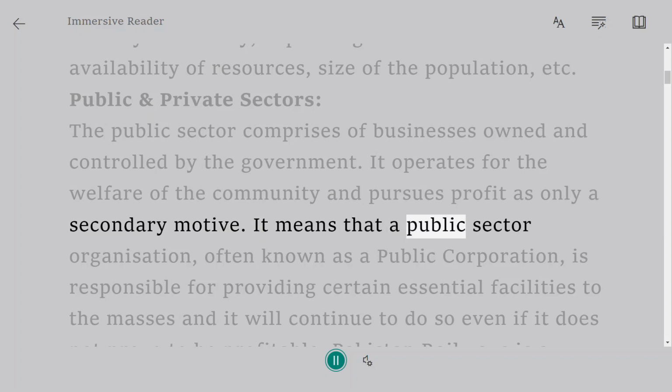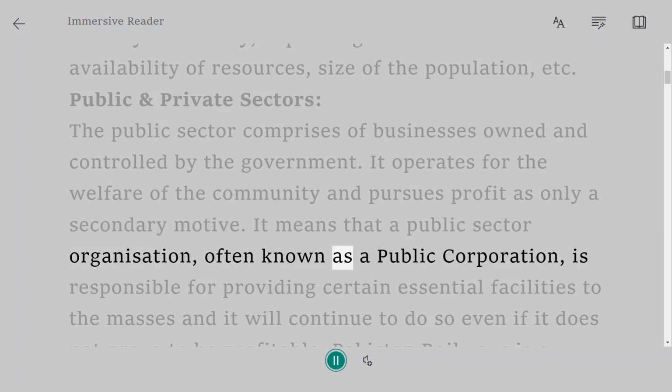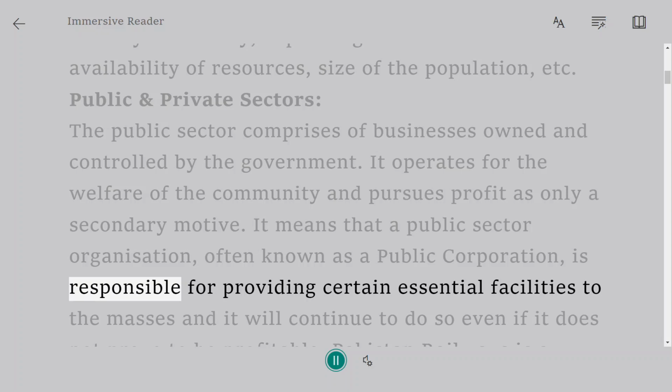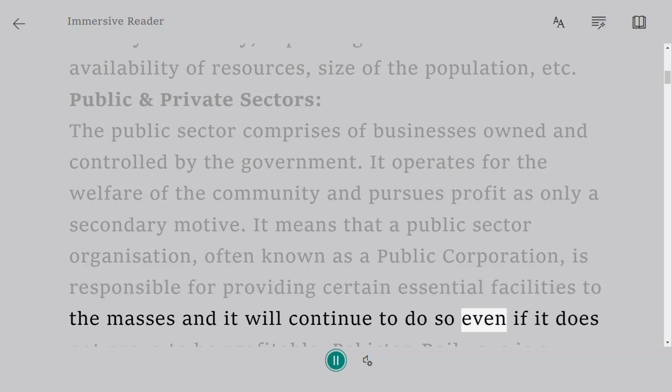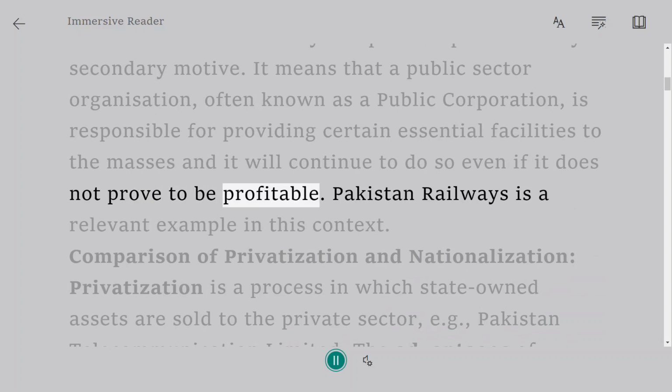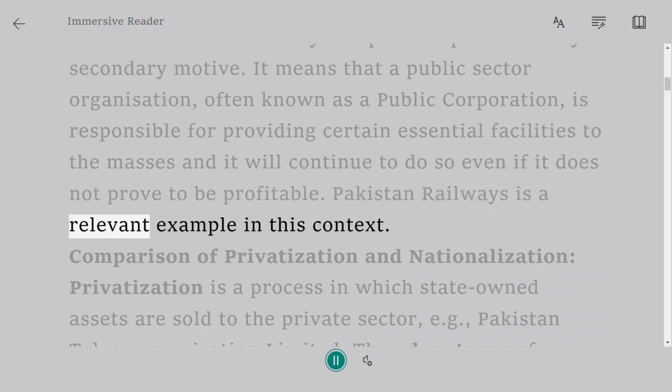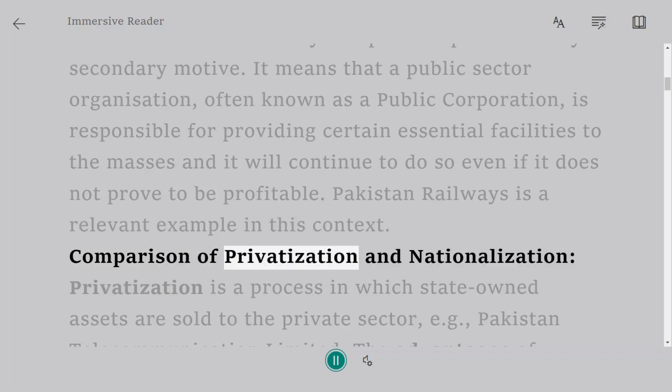It means that a public sector organization, often known as a public corporation, is responsible for providing certain essential facilities to the masses, and it will continue to do so even if it does not prove to be profitable. Pakistan Railways is a relevant example in this context. Comparison of privatization and nationalization.